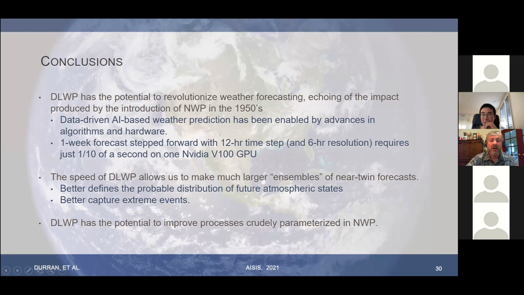So it turns out the largest supercomputers in the world are necessary to run ECMWF, but we're able to do a full 1 week forecast with an ensemble of 320 models at 6-hour resolution. We can do this using a single V100 GPU, and we can do a single time step in 1/10 of a second. We're just incredibly fast. So this means these ensembles can be really, really large. There's also an interesting possibility that we might be able to combine our forecast with the forecast from ECMWF and do something that's better than either of these alone.